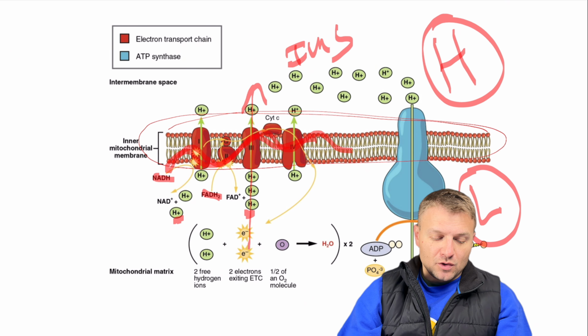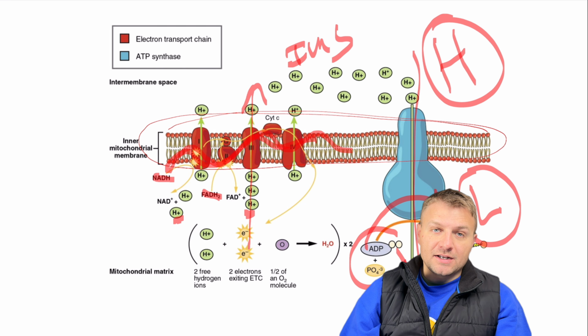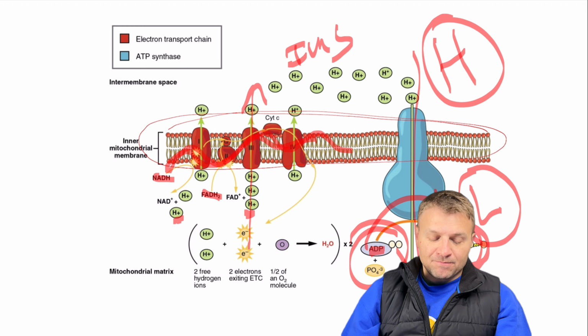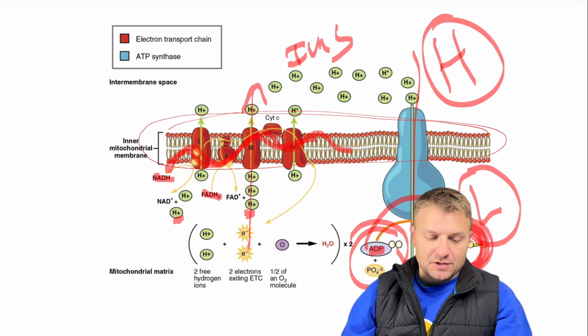These hydrogen ions will then move through this enzyme called ATP synthase, making it turn. As it turns, it's going to bind a phosphate group onto ADP, making it ATP. This is where the majority of ATP is going to be produced during cellular respiration.